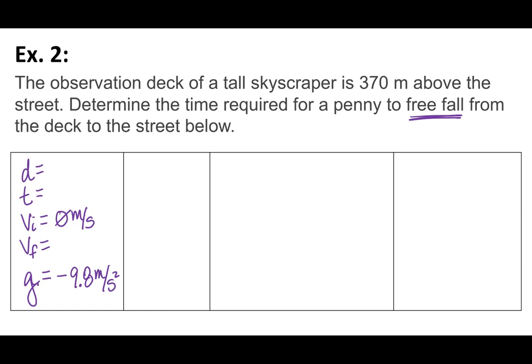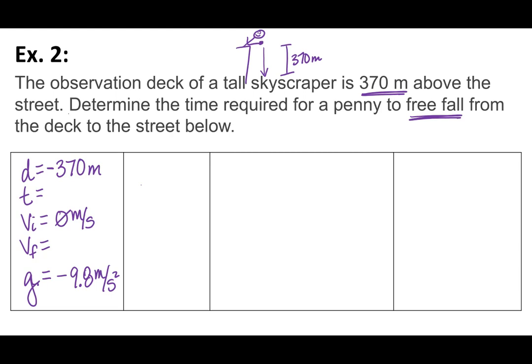Let's see, what else do we know? Oh, we've got this 370 meters, right? So the penny is going to start 370 meters above, which means it's going to fall 370 meters. All right, so here is a person at the top of the skyscraper holding this penny, and so this is 370 meters above. Well, the penny is going to be going down 370 meters. That's why I put the negative there. It's displacement.